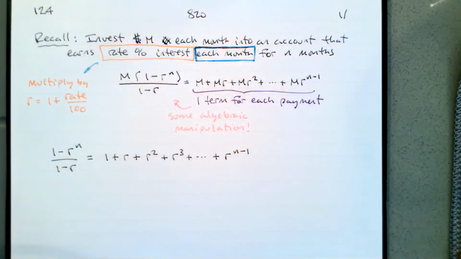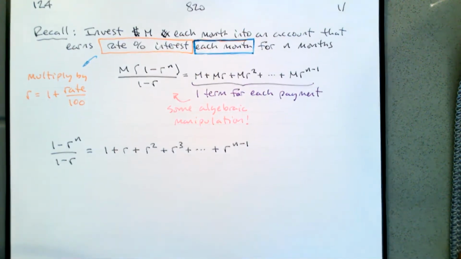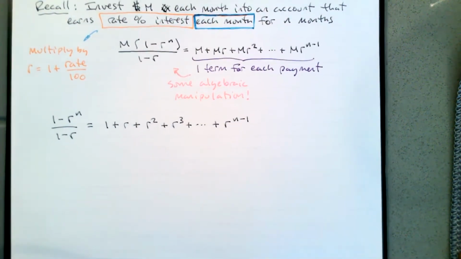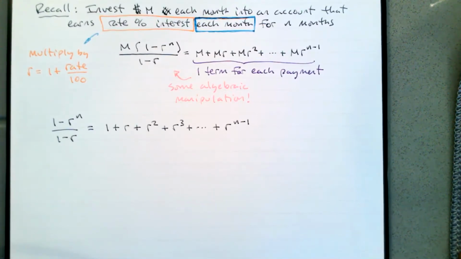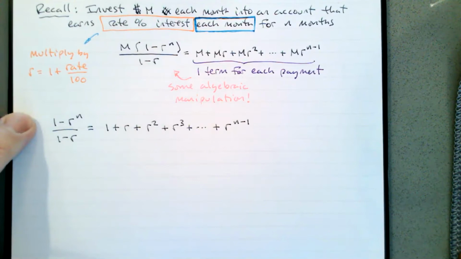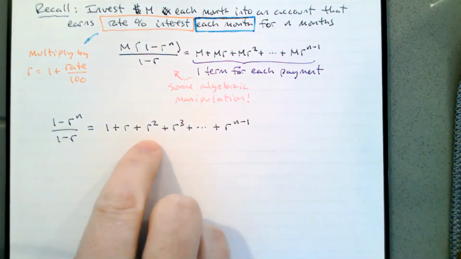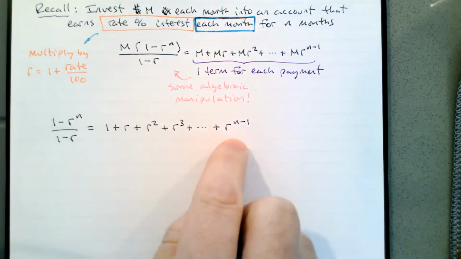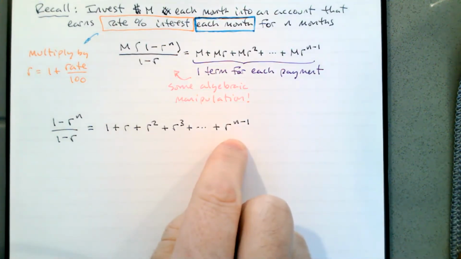So today what we want to do is look at an algebraic manipulation of this. So let's take a look. What we have here is a division. So 1 minus r to the n divided by 1 minus r will give us 1 plus r squared plus r to the third all the way up to r to the n minus 1.